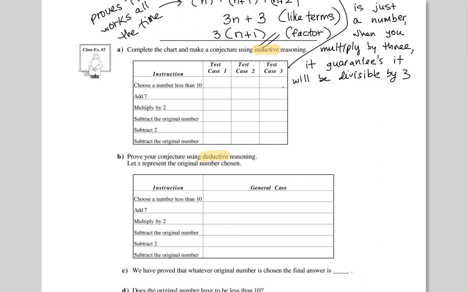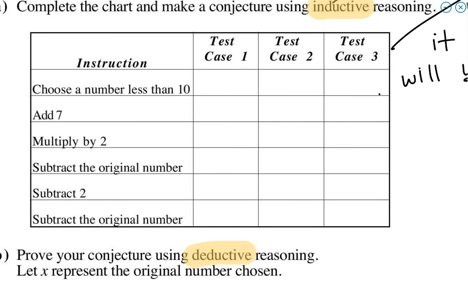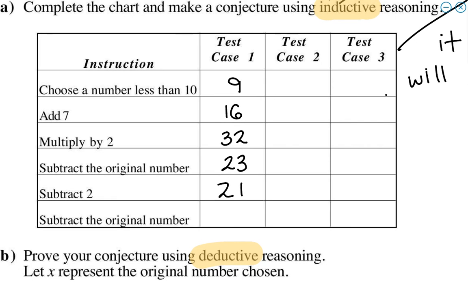So let's start this. Choose a number less than 10. 9. Just do the first one with me, and then the next two you can have freedom. Add 7. Multiply by 2. Subtract the original number. 23. Subtract 2. Subtract the original number. 21 minus 9 is 12.